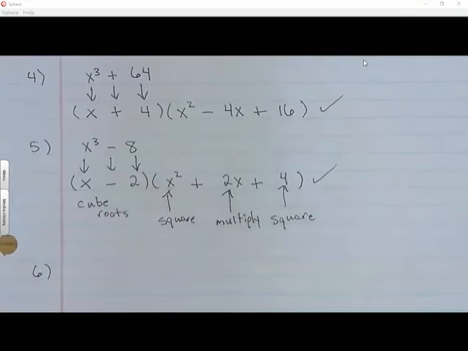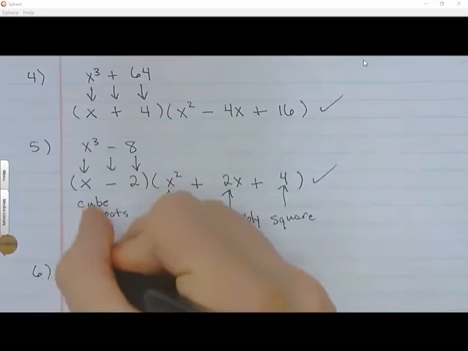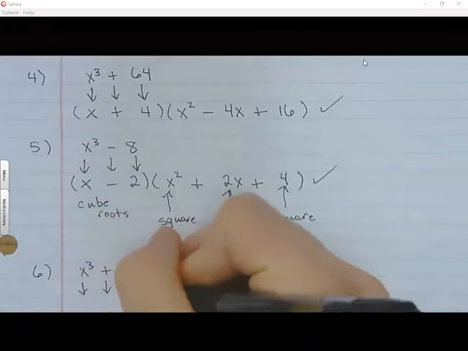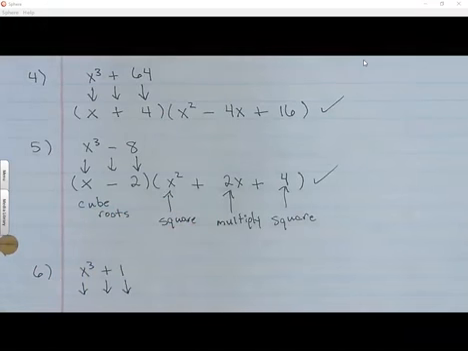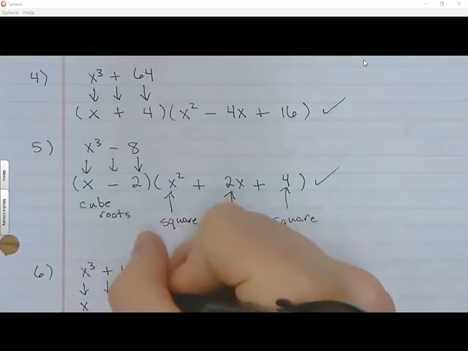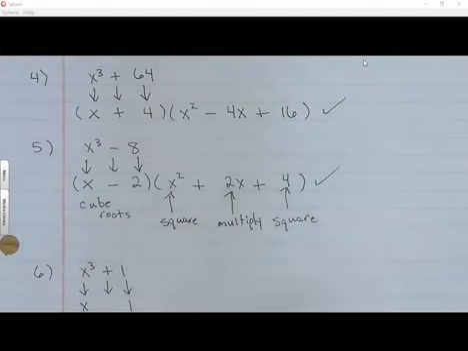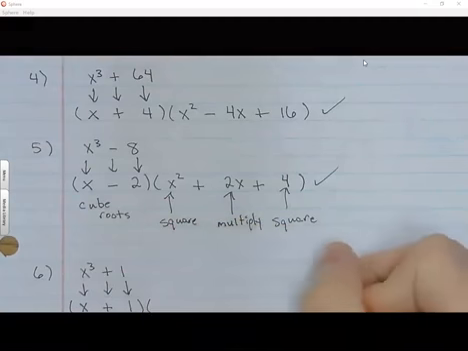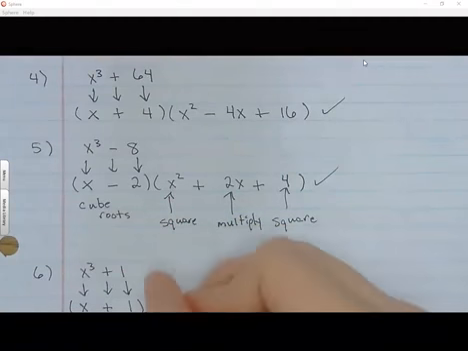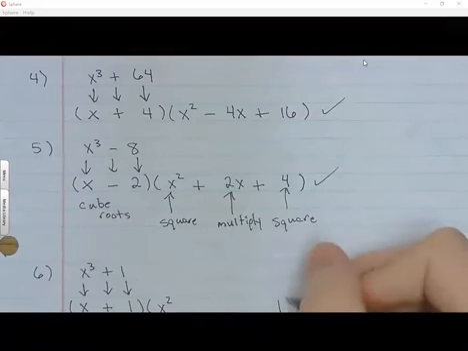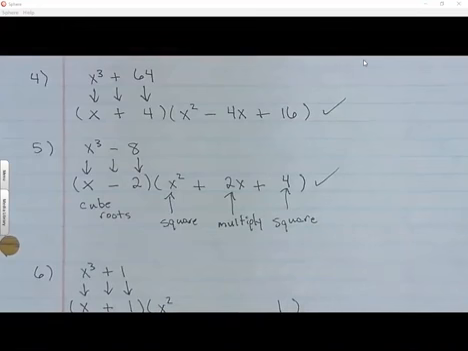Okay, 6 says x cubed plus 1. All right, so cube roots. The cube root of x cubed would be x, and the cube root of 1 would be 1, right? Because 1 times 1 times 1. I'm going to bring down the plus in the middle, because I always want to keep the first sign the same. And now I start squaring stuff. X squared. If I square the 1, I'll get 1, right? Because 1 times 1 is 1. And then I multiply the two parts together in the middle.